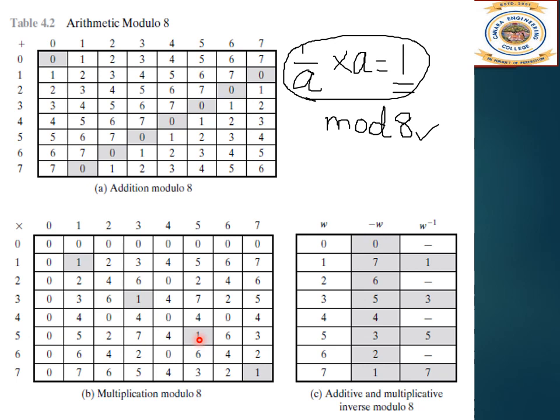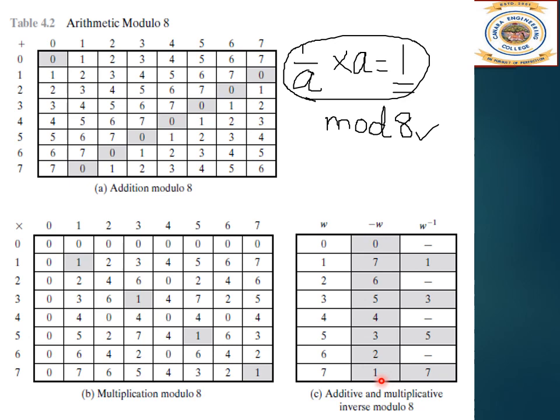25 mod 8 gives remainder 1. So what is the multiplicative inverse of 5? It is 5 itself. For 6, again there is no entry of 1 anywhere in this column, so 6 does not have a multiplicative inverse. What about 7? Yes, this last cell is 1. So the multiplicative inverse of 7 is 7.